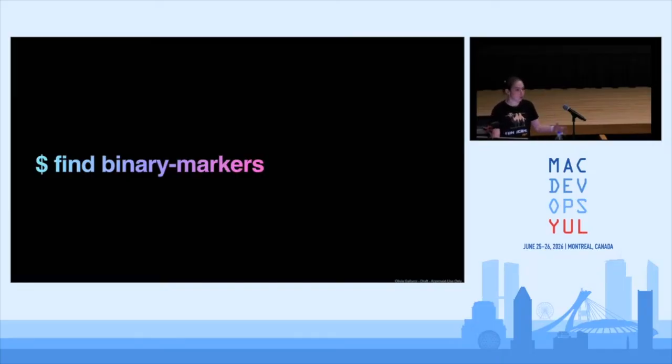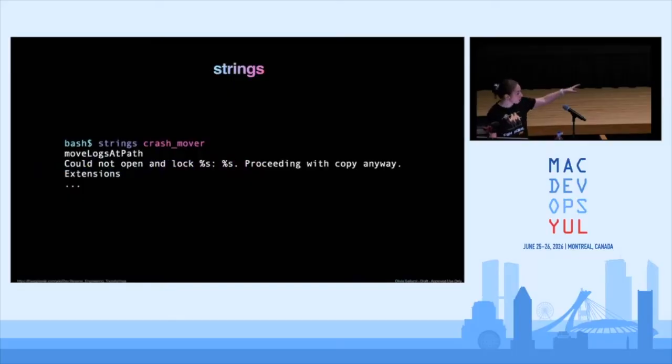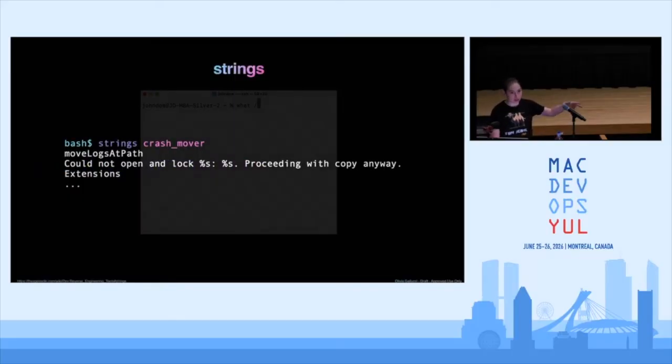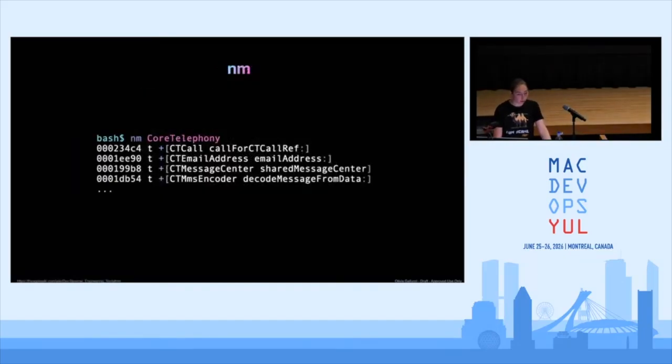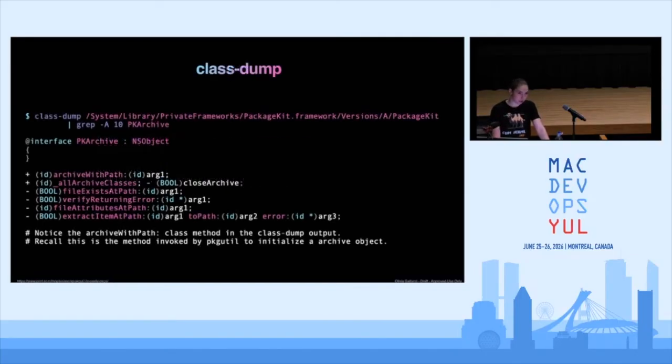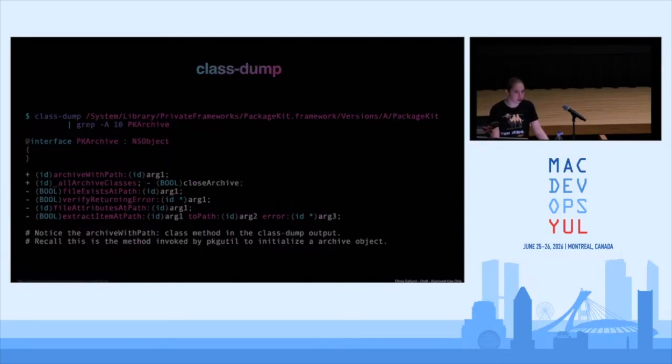And four common tools will show up constantly. Strings will give you debug messages, format strings, and file paths. What can extract version and project info. Then there's nm, which lists symbols, like the symbol names if they exist, especially in unstripped binaries or frameworks. And then class-dump is great for interface information, especially private frameworks and Objective-C method surfaces.